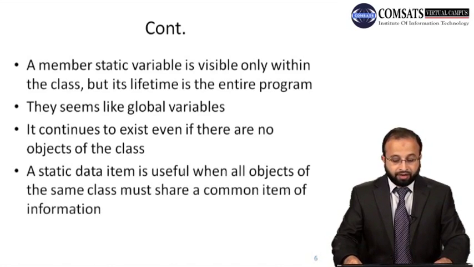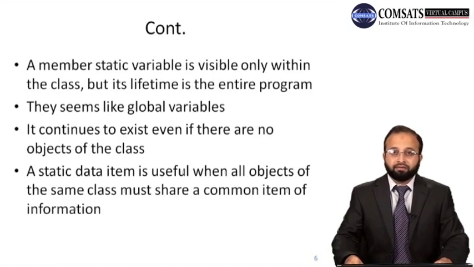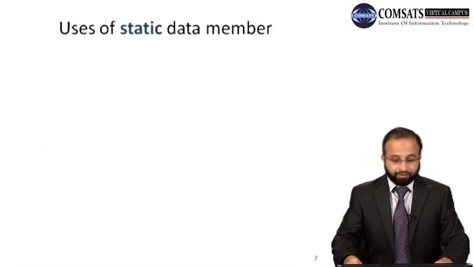A static data member or static data item is useful when all objects of the same class must share a common item of information. So if you are creating multiple objects of a class and you want these objects to share some kind of common information, then you can make a static data variable, and every object can access that static data variable, and every object can modify the value of that static data member, right? Uses of static data member.